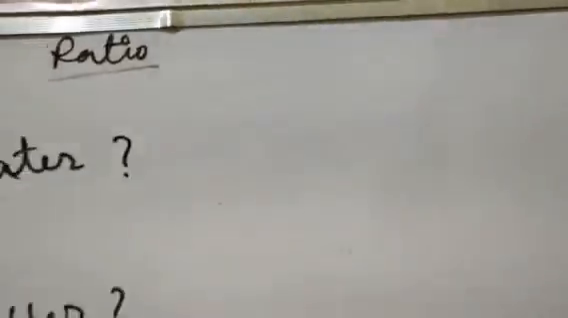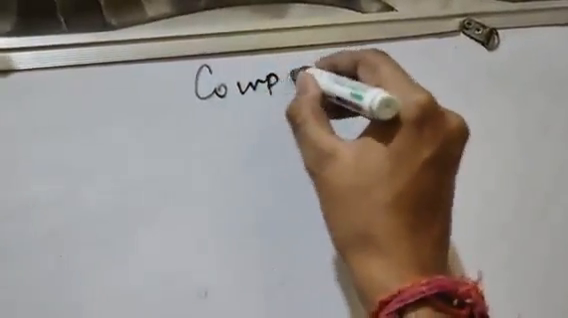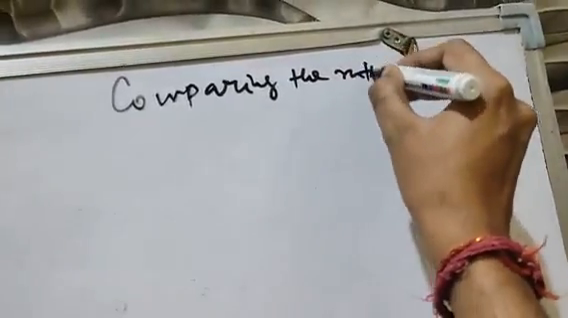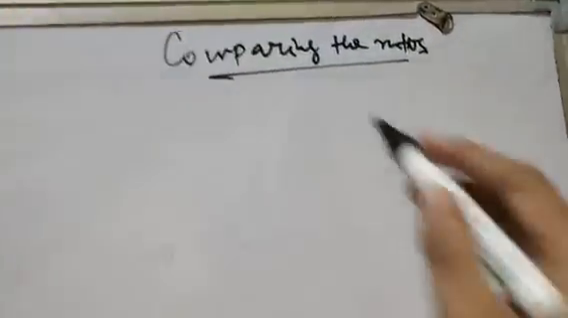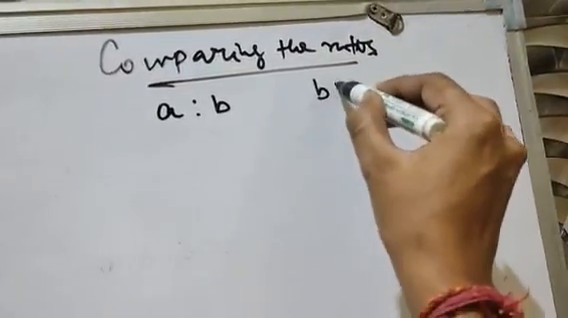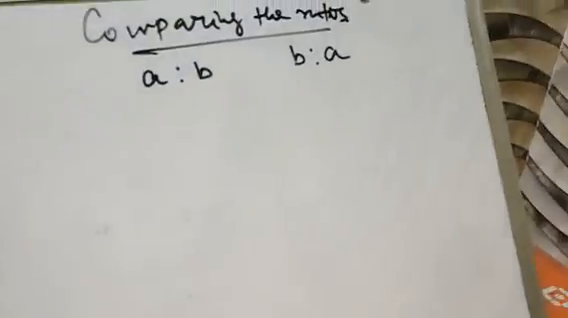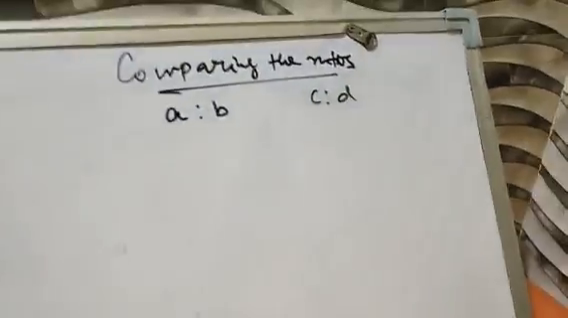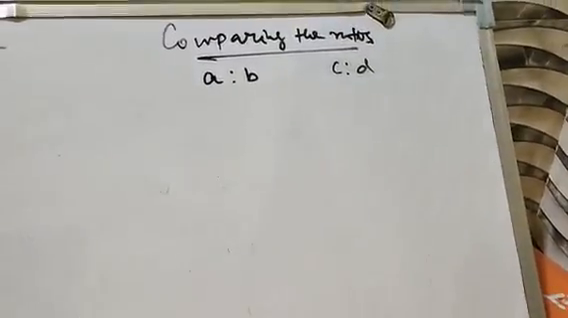So first, how we will compare the given two ratios. First we'll learn comparing the ratios. How we'll compare the ratios? Suppose we have two ratios, A is to B and another one, take as C is to D. Two different quantities, A is to B and C is to D.